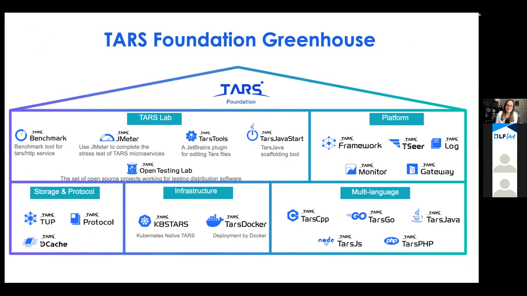And here we have the TARS Foundation Greenhouse, which is basically what we are currently supporting. For the TARS Lab, we have TARS Benchmark, TARS JMeter tools, Java Start, and the TARS Open Testing Lab. For platform, we are currently supporting TARS Framework, TCR, Log, Monitor, and Gateway. For storage and protocol, we have TARS TUP protocol and Zcash. For infrastructure, we have the Kubernetes TARS, which is a Kubernetes native solution for TARS. And we can also deploy TARS via Docker, as I mentioned before. And concerning the supported programming languages, we support C++, Go, Java, Node.js, and PHP.